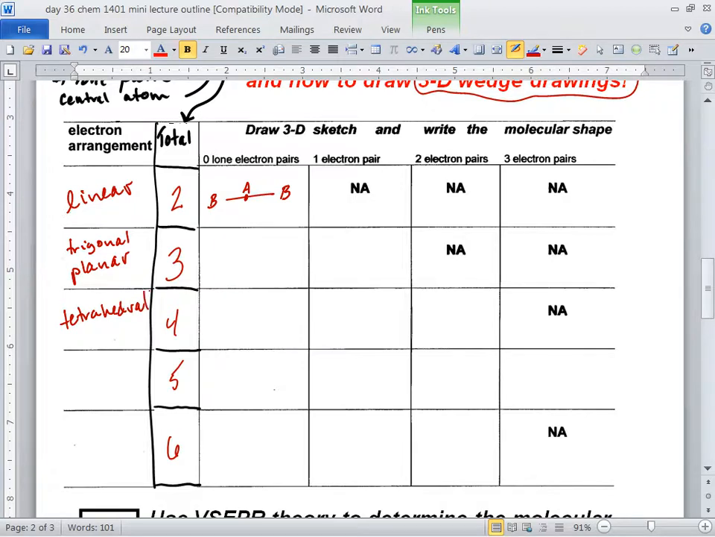And then 5 things was trigonal bipyramidal. Remember, there's a triangle in the middle, and it had a top and a bottom. And then if you had 6 things surrounding the center atom, octahedral. Well, we had another name for it. Yeah, or square bipyramidal. I kind of like that name better. It's more visual.